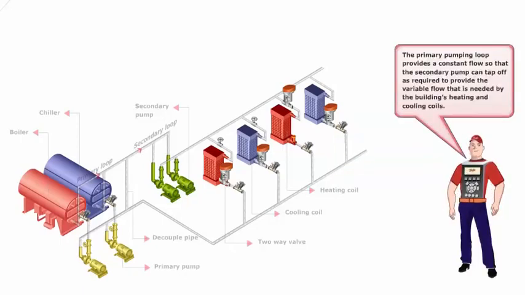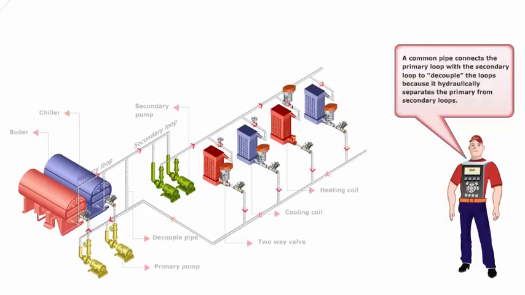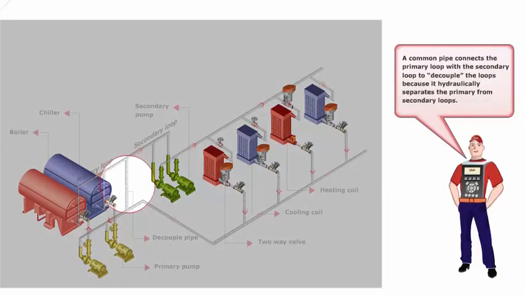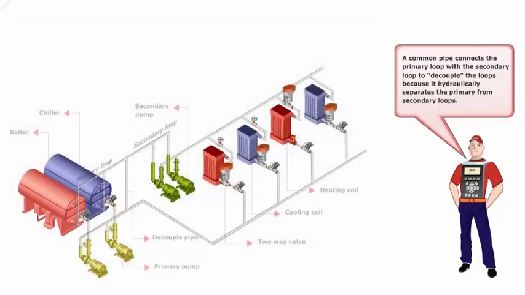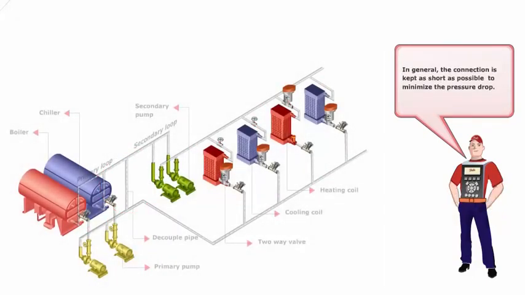The primary pumping loop provides a constant flow so that the secondary pump can tap off as required to provide the variable flow that is needed by the building's heating and cooling coils. A common pipe connects the primary loop with the secondary loop to decouple the loops, because it hydraulically separates the primary from the secondary loops. In general, the connection is kept as short as possible to minimize the pressure drop.